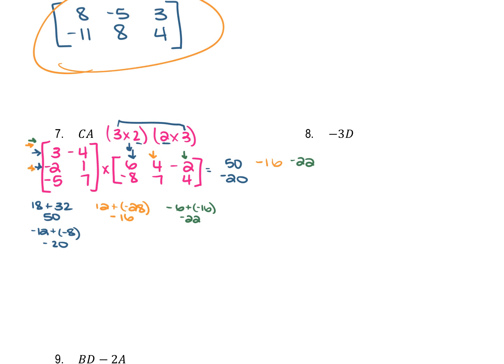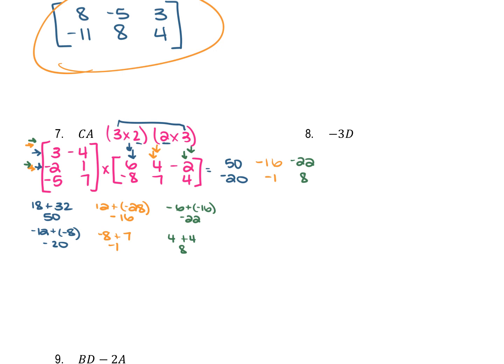Next, we're doing second row by second column. So -2 times 4 is -8. 1 times 7 is 7. -8 plus 7 is -1. Next, you are going middle row by far right column. So -2 times -2 is 4. 1 times 4 is 4. We add those and we get 8. So the last number in that row is 8.